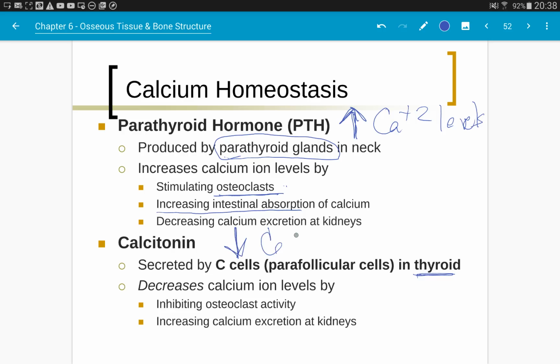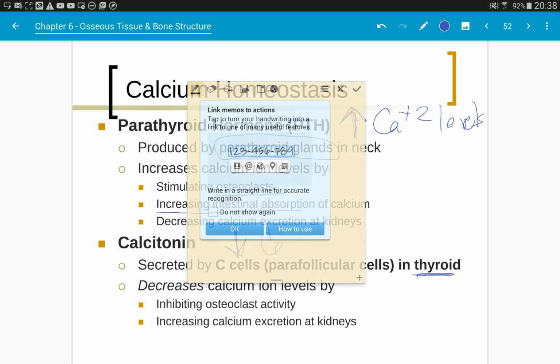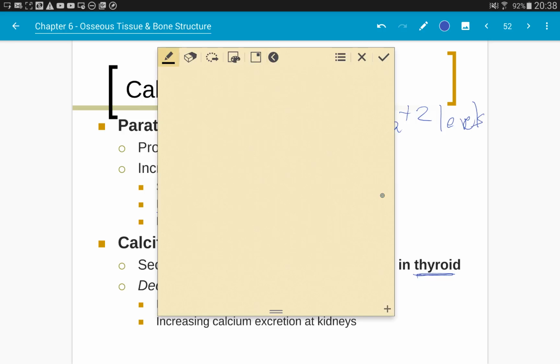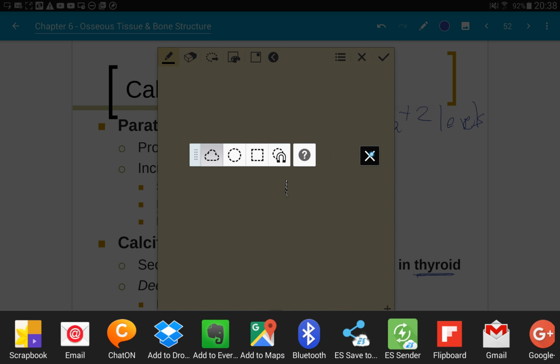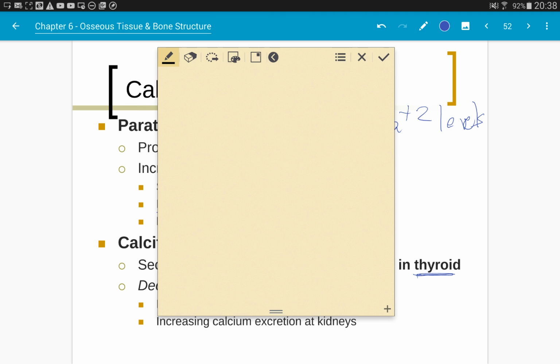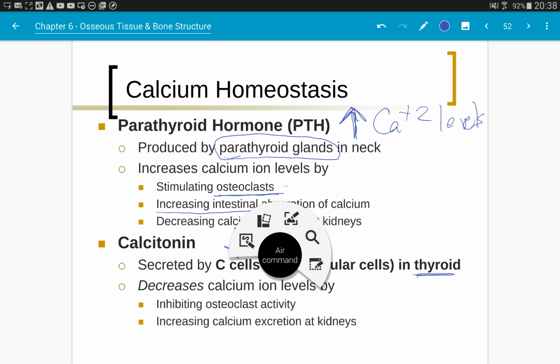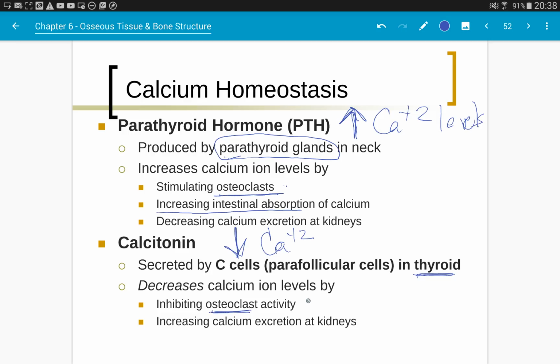And so the three main ways that you can decrease blood calcium levels. I'm sorry, my little thingy is acting up. Blood calcium levels. You inhibit osteoclast activity. That means your osteoblasts are still active, and so they're still depositing calcium on the bones, but you don't have osteoclasts breaking it down. So you have an overall deposition of calcium on the bone.